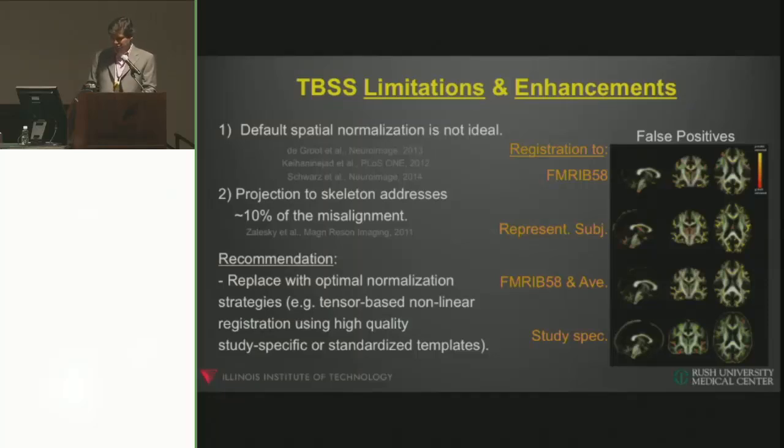And what are these optimal normalization strategies? Well, it's tensor-based nonlinear registration using a high-quality either study-specific template or a standardized template. And you can do that on your own. You don't have to use the tools that you have through TBSS.